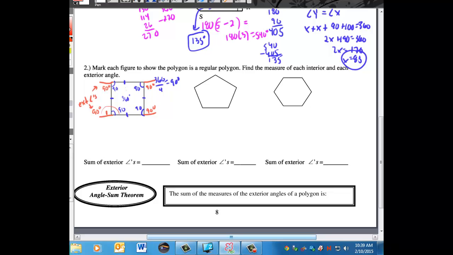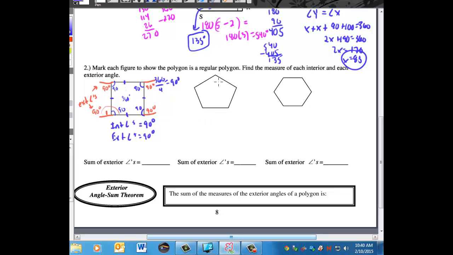So to summarize, we have interior angles each equal to 90 degrees, and the exterior angles were also equal to 90 degrees. And just like we did on the last theorem, we're going to see if we can find a pattern here.